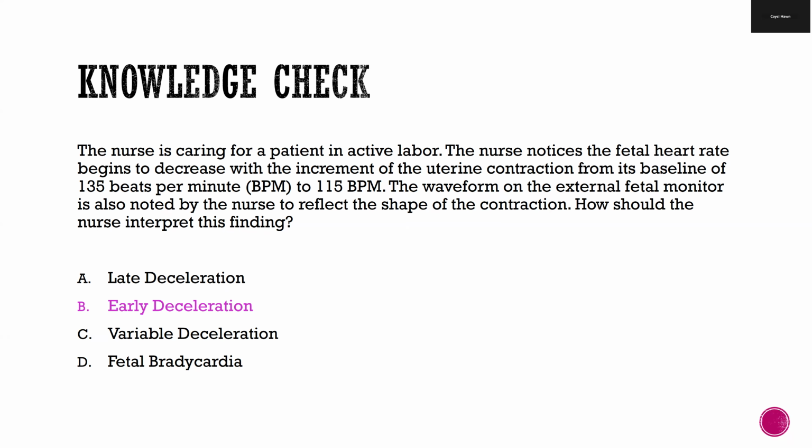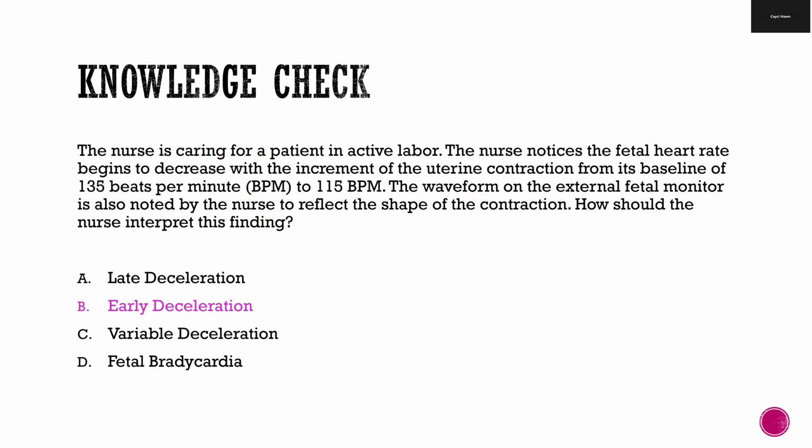So early decelerations are visibly apparent by a gradual decrease of at least 15 beats per minute or more for greater than or equal to 15 seconds, in which the lowest point of the fetal heart rate occurs at the highest point or peak of the contraction. So the lowest point of the fetal heart rate is the nadir, and the highest point of the contraction is the acme or peak. Okay.